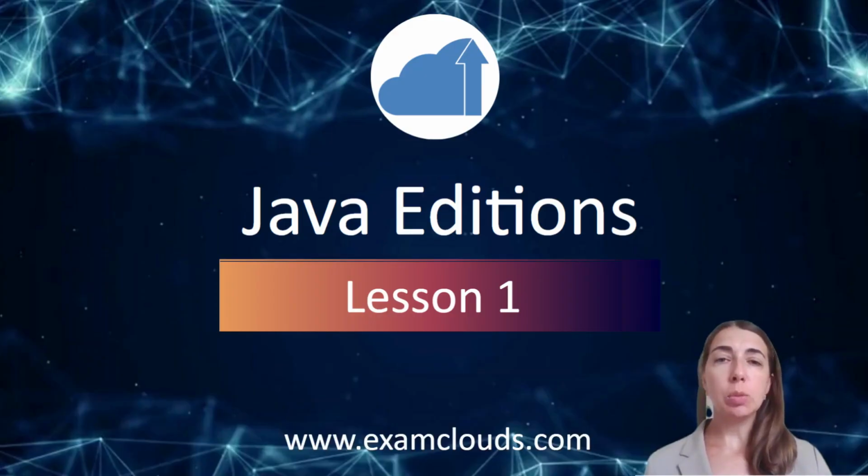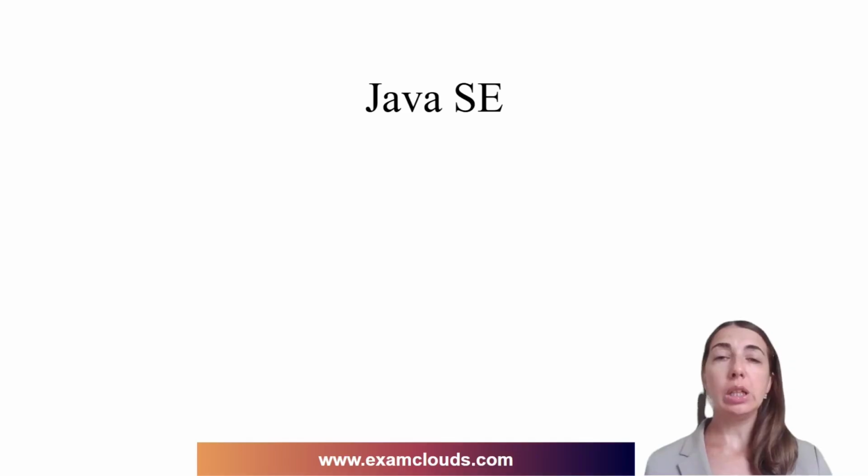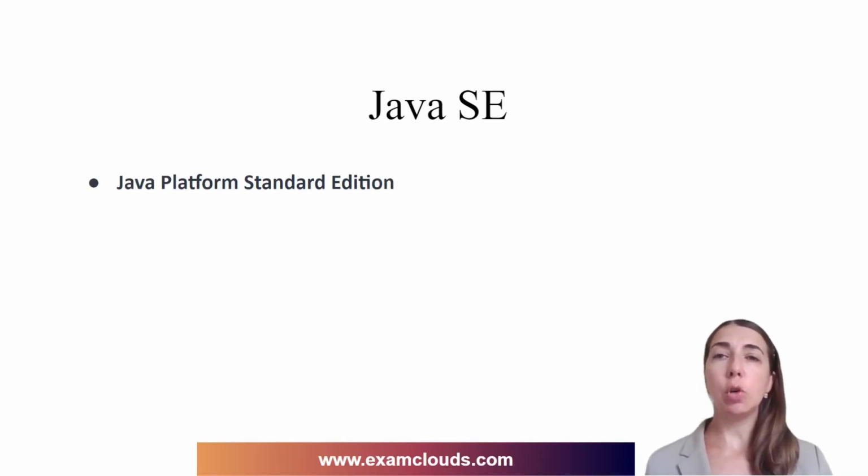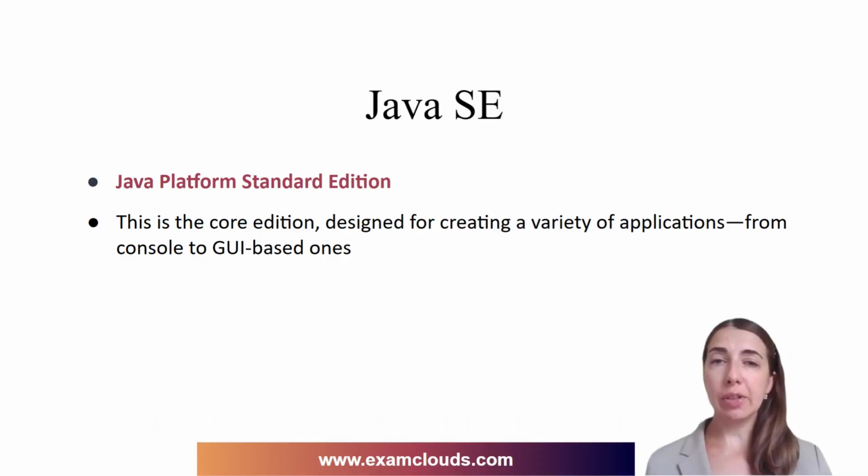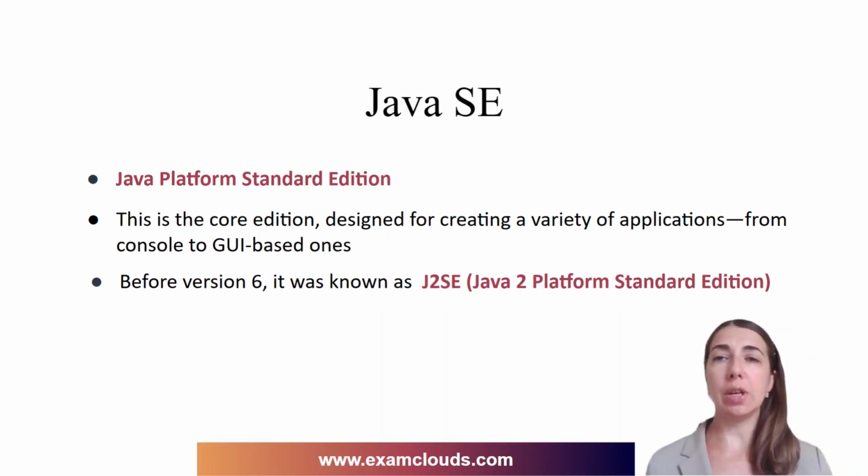In this video, we will explore the different editions of the Java language together. There are three main editions of the language in total. So, the first edition is Java SE, which stands for Java Platform Standard Edition. This is the core version designed for creating a wide variety of applications, from console-based to graphical ones with an interface. Prior to version 6, it was commonly known as Java 2 SE. This is precisely the version we will be focusing on throughout this course.